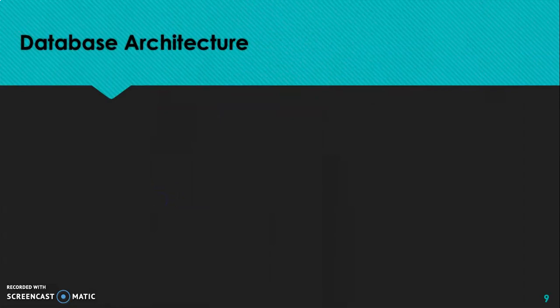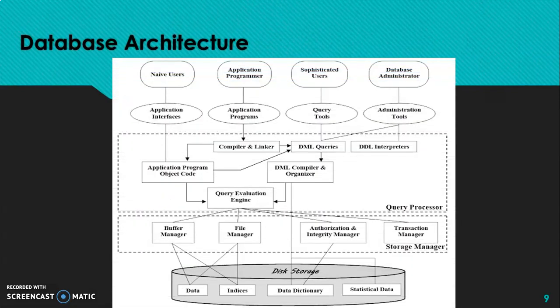Next is the database architecture. Now this is the most important part. You can see a database architecture here. The topmost part are the different users that are accessing the databases, like we have naive users, application programmers, sophisticated users, and database administrators. These are different types of users who access the database.